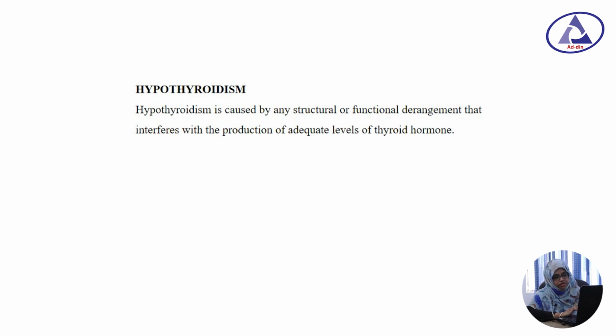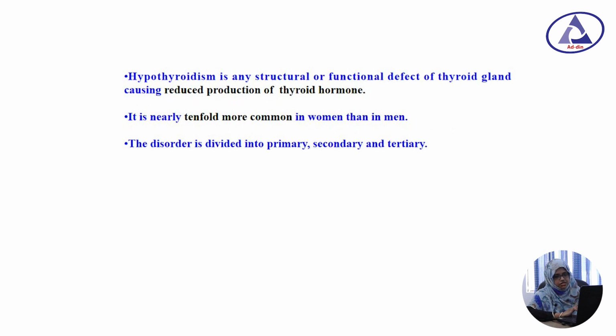Now come to our next topic, that is hypothyroidism. What is hypothyroidism? Hypothyroidism means decreased levels of T3 and T4, which is caused by structural or functional derangement that interferes with the production of adequate levels of thyroid hormone. Hypothyroidism is any structural or functional defect of the thyroid gland causing reduced production of thyroid hormone. It is nearly 10-fold more common in women than in men. The disorder is divided into primary, secondary and tertiary groups.